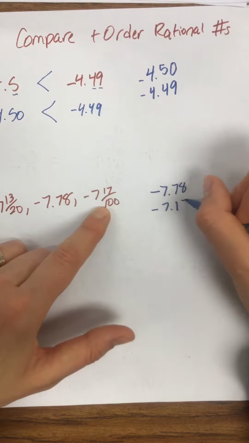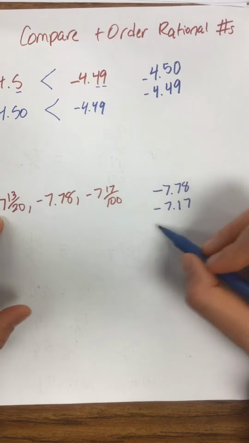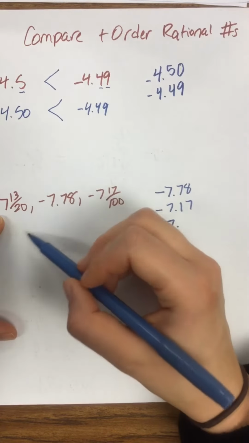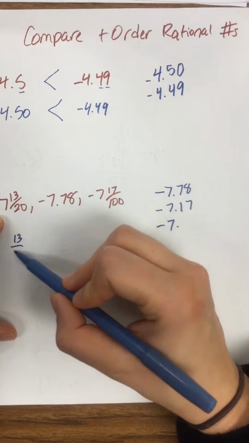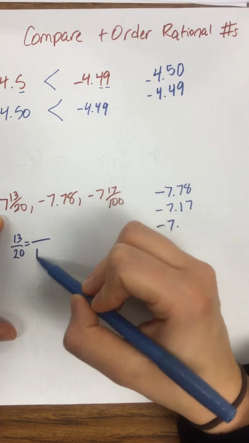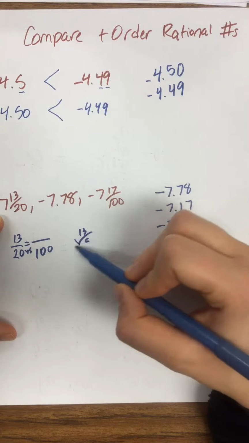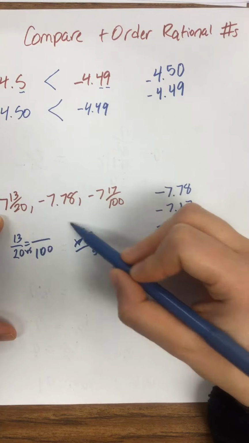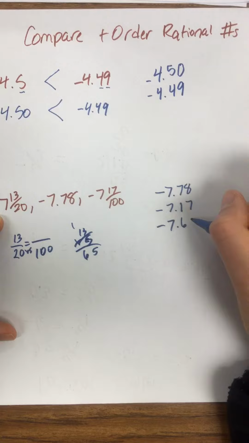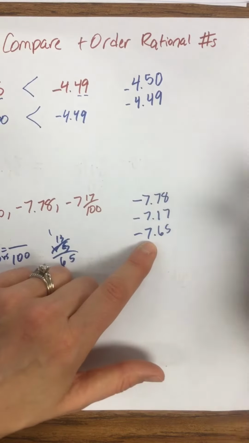-7.17 is written as 17 hundredths. And I know -7 and 13 twentieths, if I need to get that into the hundredths, it would be times 5. So 13 times 5 is 65, so it's -7.65.